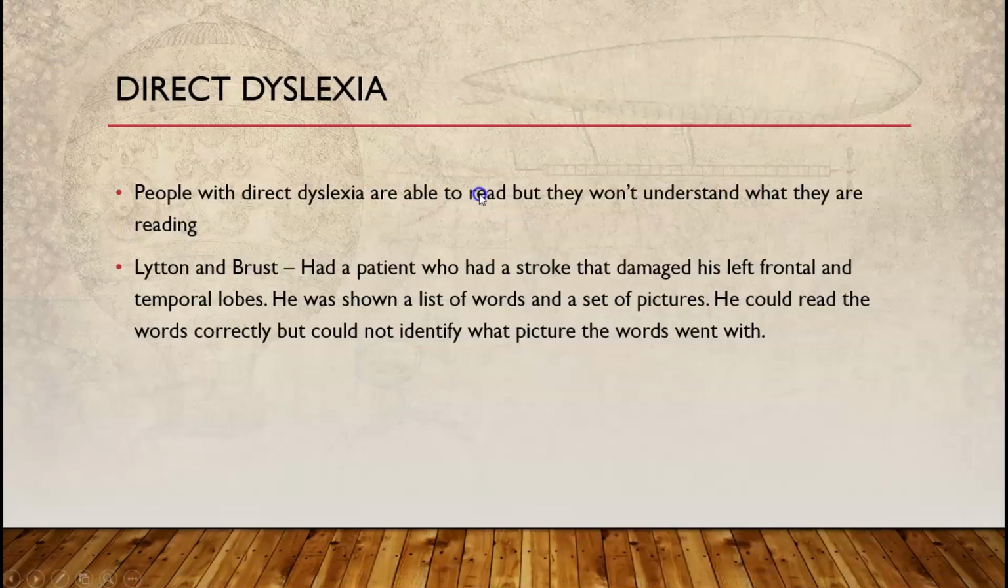Now let's talk about direct dyslexia. People with direct dyslexia are able to read, but they won't understand what they're reading. For example, Lytton and Brust had a patient who had a stroke that damaged his left frontal and temporal lobes, and he was shown a list of words and a set of pictures. He could read the words, but he couldn't identify what picture the words went with.